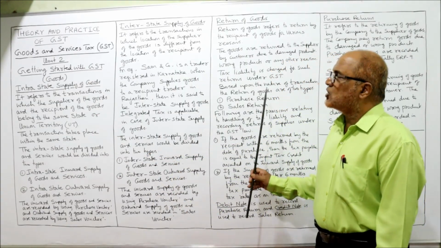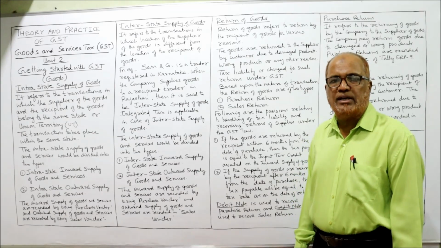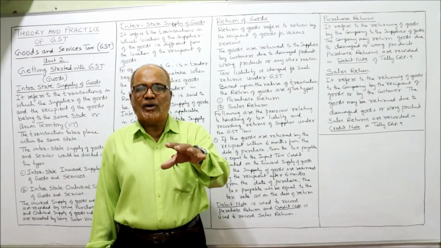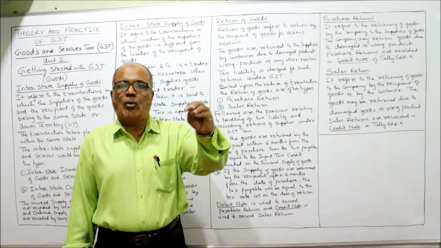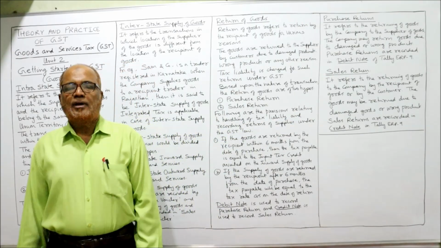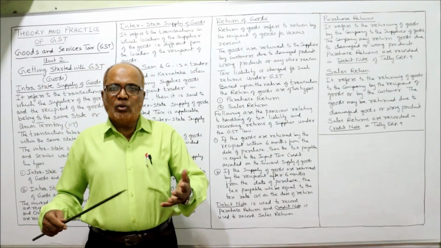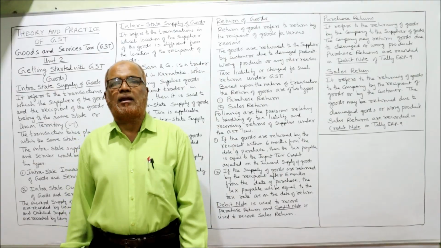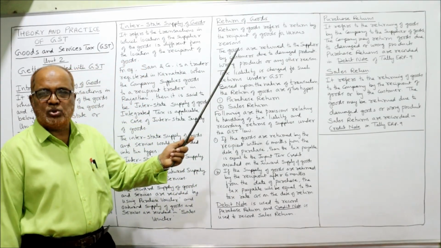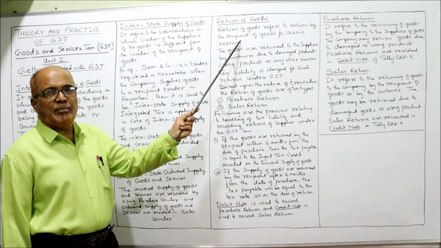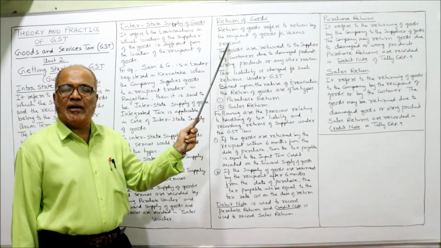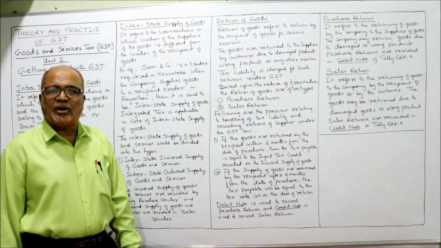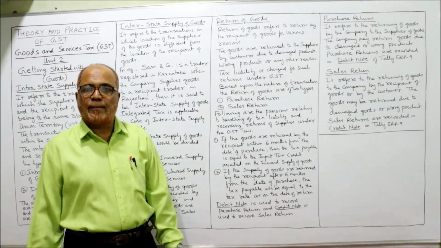Now the next topic I am going to explain you about in this video is return of goods. Many a time the recipient of the goods will return back the goods to the supplier due to number of reasons. That is called return of goods. So return of goods refer to return by the recipient of the goods to the supplier for various reasons. The goods are returned to supplier by customer due to damaged product or wrong product or any other reason.